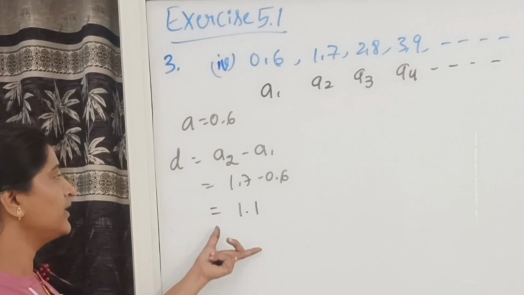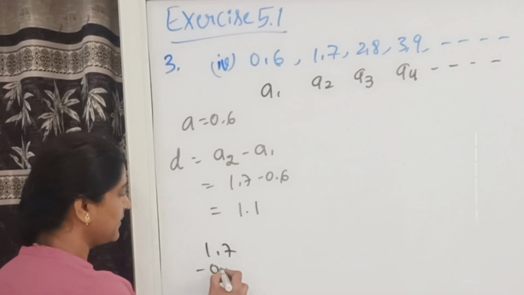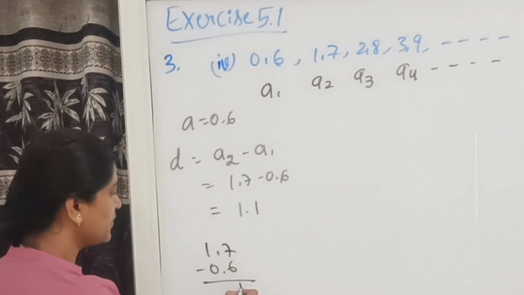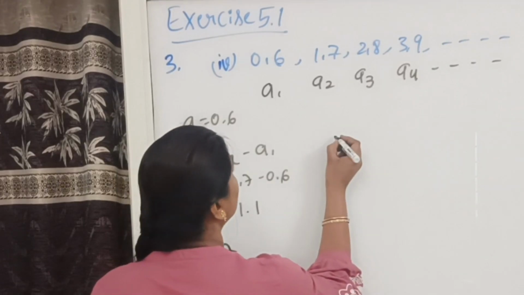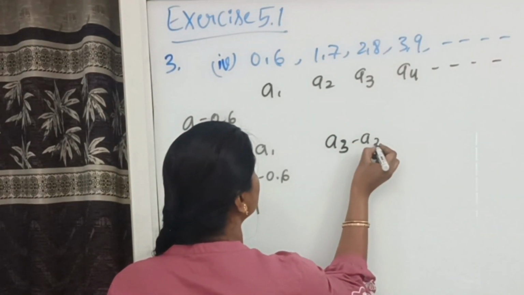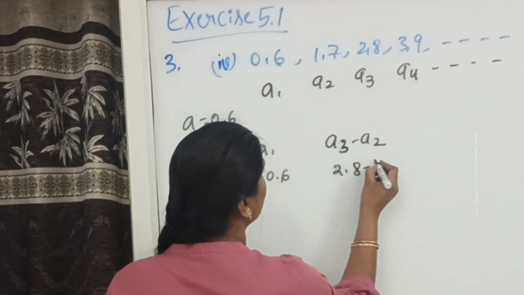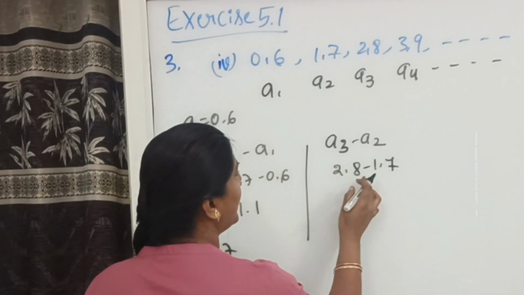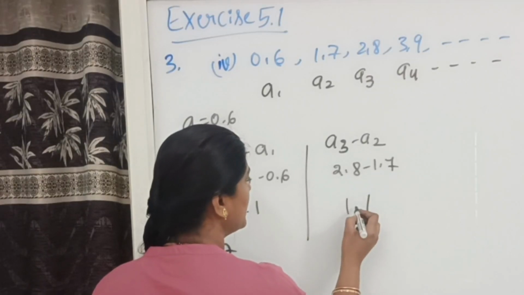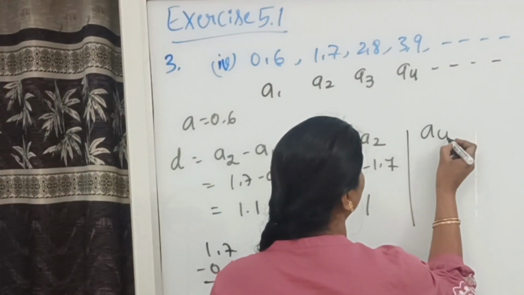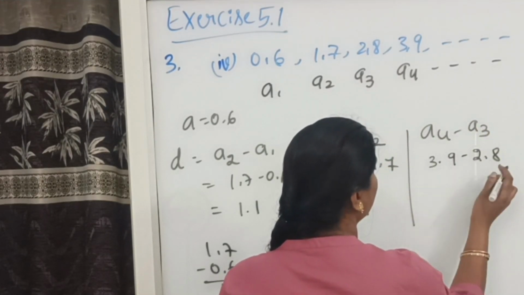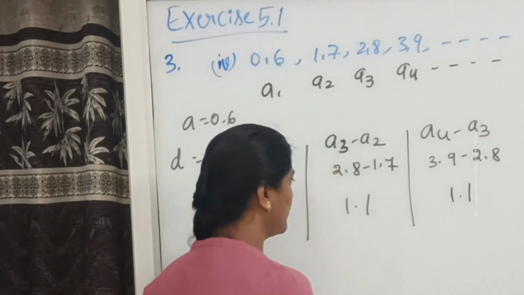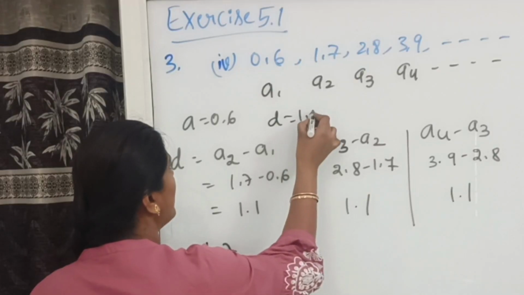Or else you can do it like this only. 7 minus 6 is 1. 1 minus 0 is 1. Keep that as it is, because it is after the one digit. Next is A3 minus A2: 2.8 minus 1.7. So 8 minus 7 is 1. 2 minus 1 is 1. The next is A4 minus A3: 3.9 minus 2.8. 9 minus 8 is 1. 3 minus 2 is 1. So that difference is 1.1.